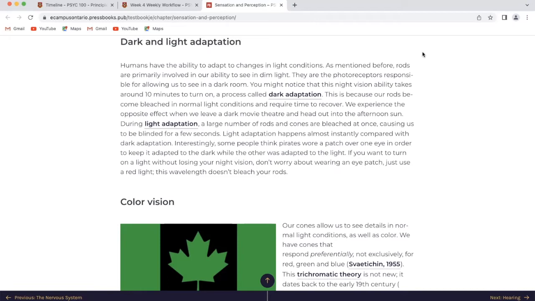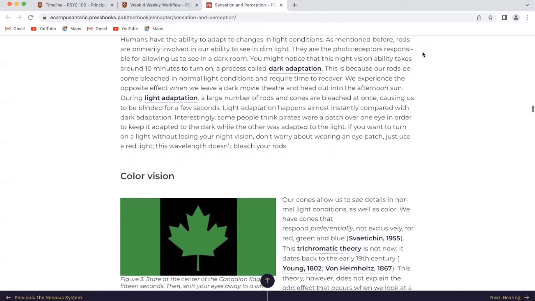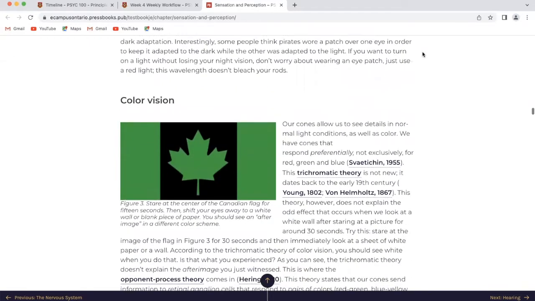If you want to turn on a light without losing your night vision, don't worry about wearing an eye patch. Just use a red light. This wavelength doesn't bleach your rods.